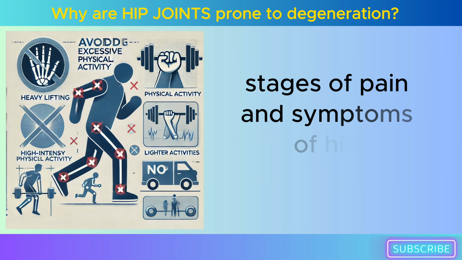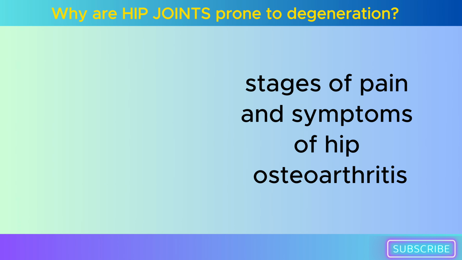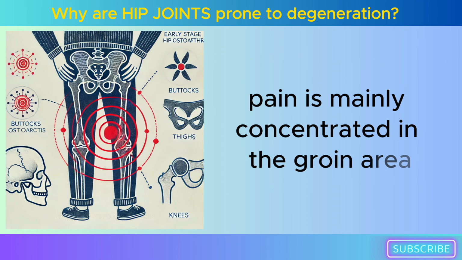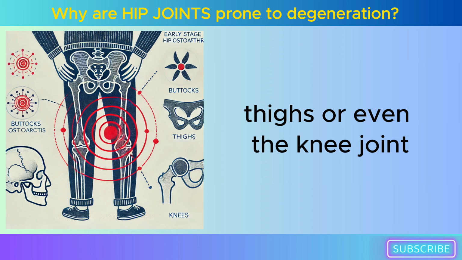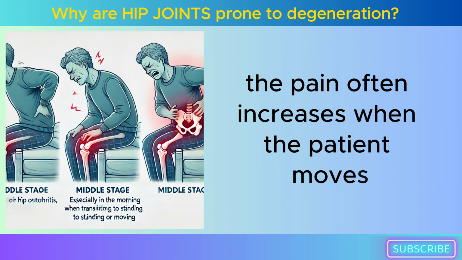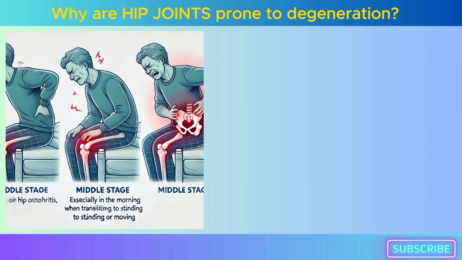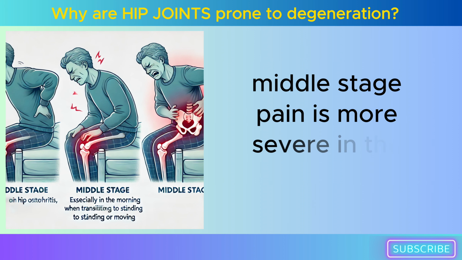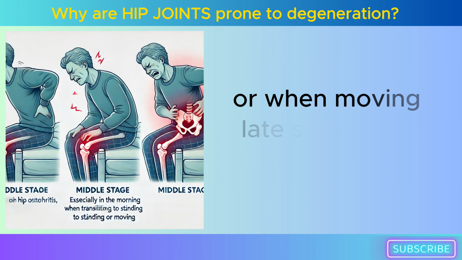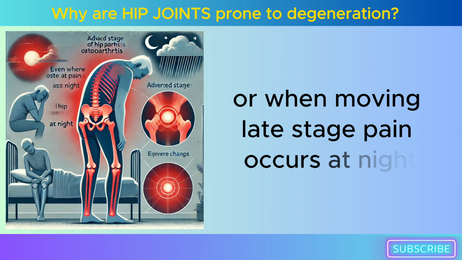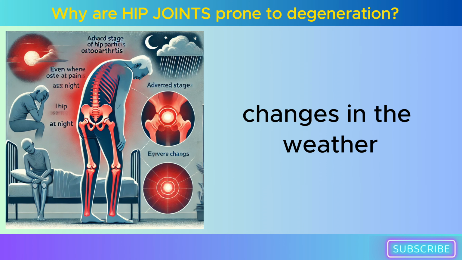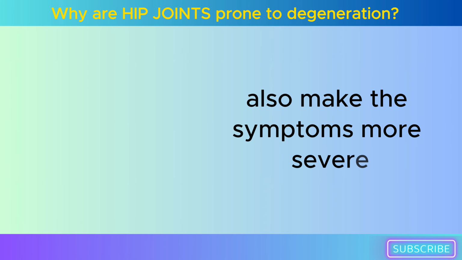Stages of pain and symptoms of hip osteoarthritis. Early stage: pain is mainly concentrated in the groin area, and can spread to the buttocks, thighs, or even the knee joint. The pain often increases when the patient moves or stands for a long time. Middle stage: pain is more severe in the morning, especially when changing from sitting to standing or when moving. Late stage: pain occurs at night, even when resting. In particular, changes in the weather also make the symptoms more severe.